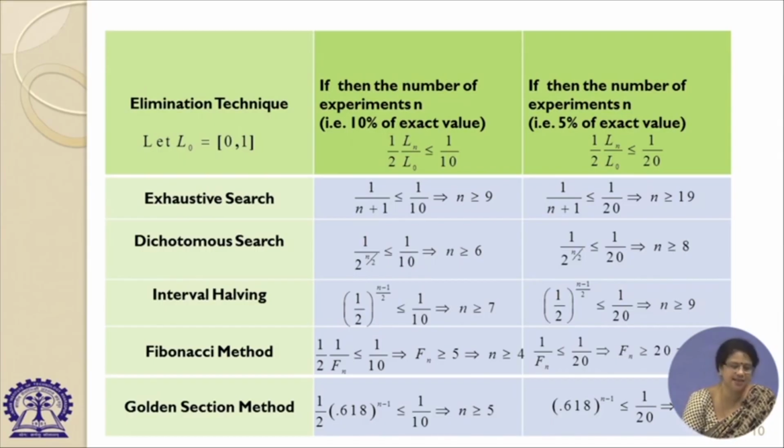Dichotomous needs 6 and 8, and interval halving 7 and 9. But you see the Fibonacci, you need only 4 experiments to get 10% accuracy, whereas to get 5% accuracy you need more experiments, that is 6. But look at the golden section method, 5 and 5 in both cases. That is why, as I said, the Fibonacci method is considered the best method to date to implement the region elimination technique, because it has to do fewer experiments.